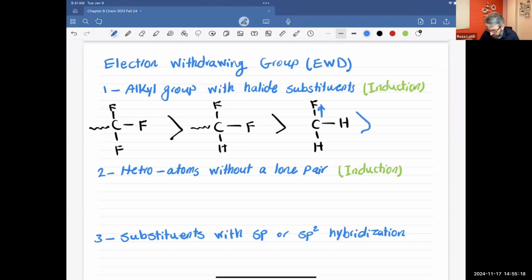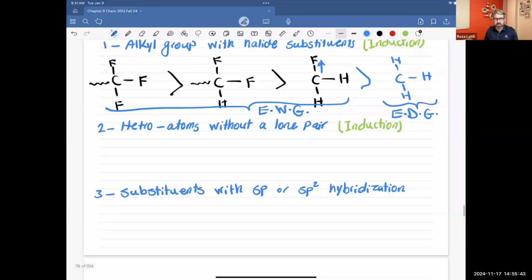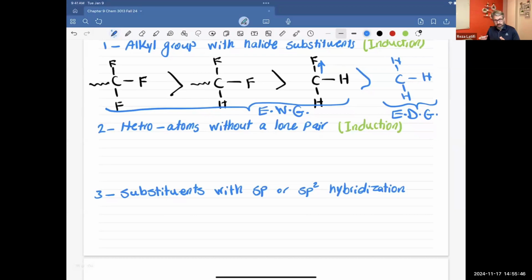And last one, if you replace all of them by hydrogen, in that case, this one will be an electron donating group. Be careful, electron donating group, while those 3 are electron withdrawing groups. So an alkyl group with a halide attached to it will be an electron withdrawing group, and the effect is through induction. And next one, what if we have a heteroatom with a lone pair? Again, because of electronegativity, it will be an electron withdrawing group. And an example is this.